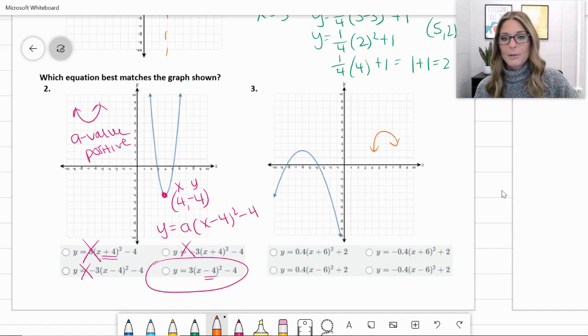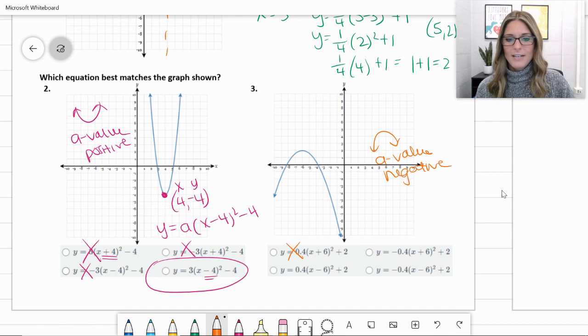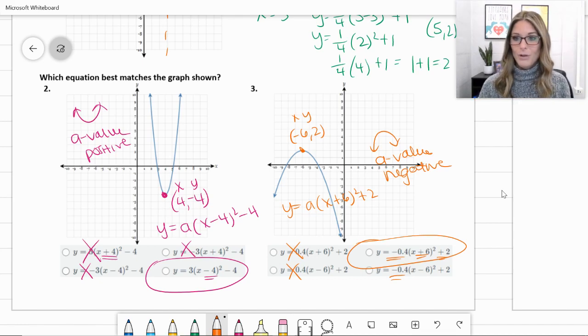We've got a frowny face parabola, so our a value is negative. So going through my answer choices, I'm knocking out these 2 on the left because I need a negative at the beginning to flip that parabola upside down. I'm going to come and take my vertex form, find that vertex, (-6, 2). So again, this would look like y equals a times x plus 6 squared plus 2. You can almost write these yourselves. So you need that opposite sign that we have on this answer choice, the top right.